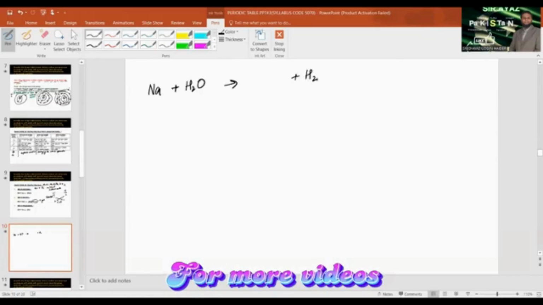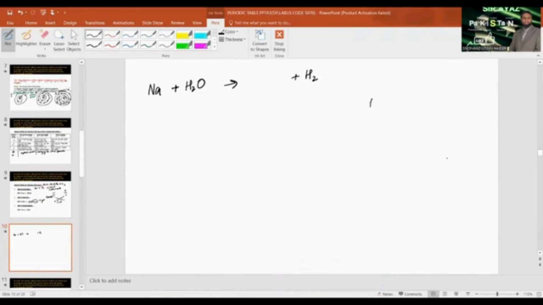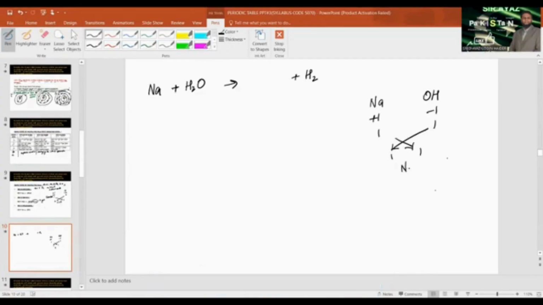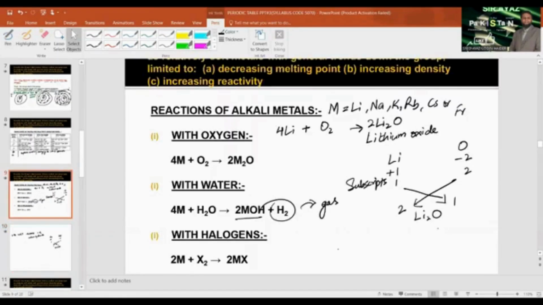What will be the formula of the metal hydroxide? Sodium belongs to group 1, so again, the valency is +1. What about the charge on the hydroxide ion? The formula of the hydroxide ion is OH. It carries -1 charge. Ignore the charges. Now these subscripts will be exchanged. So it's very simple. You will get NaOH, sodium hydroxide. Now I will balance the equation. So I will write 2 here, 2 here, we have 2 here. Now it's balanced.